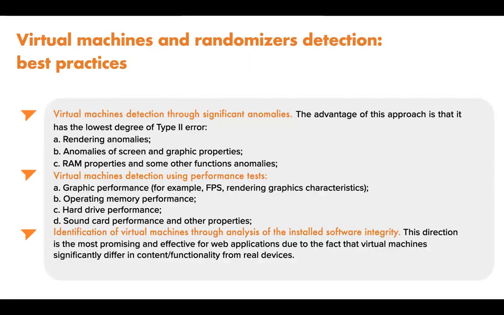The best practices on virtual machine and randomization detection are on this slide itself. We are constantly discovering new tools for detecting social engineering technologies. Based on our data, we can say that the number of sessions with signs of remote access is about 2.5 to 3% of the total flow of applications.